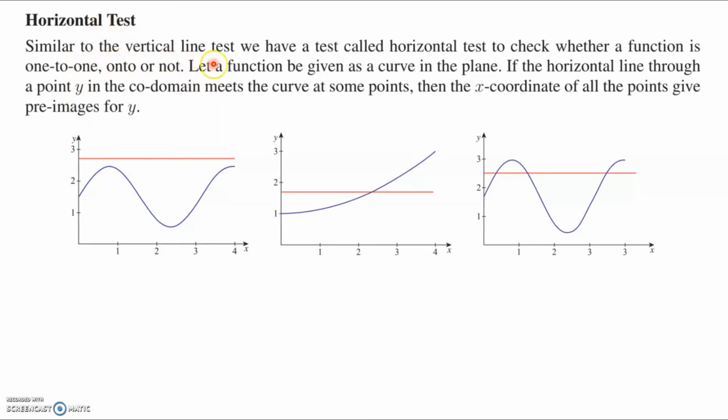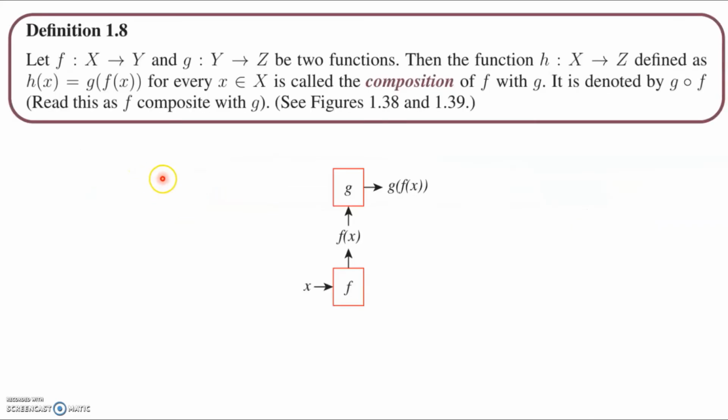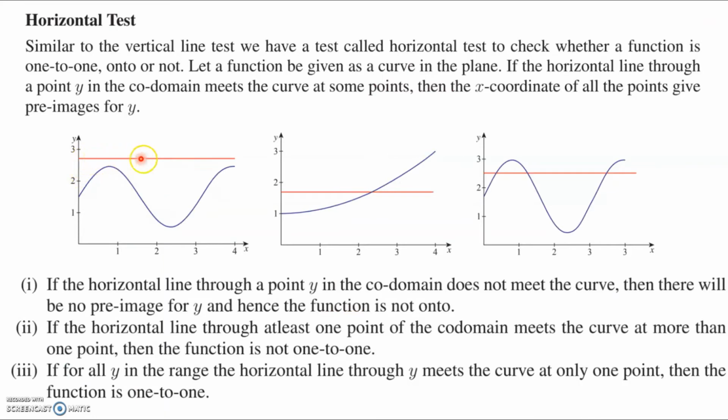Similar to the vertical line test, we have a test called the horizontal test to check whether a function is one-to-one, onto, or not. Let a function be given as a curve in a plane. If the horizontal line through a point y in the codomain meets the curve at some points, then the x coordinates of all the points give pre-images for y. For example, you have here the line. This is a horizontal line, and this is your graph.